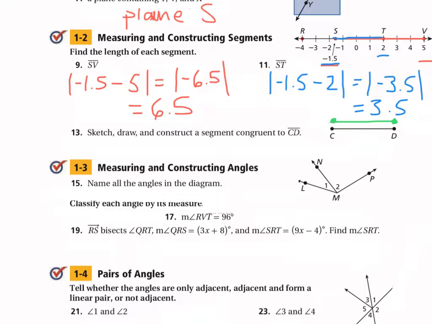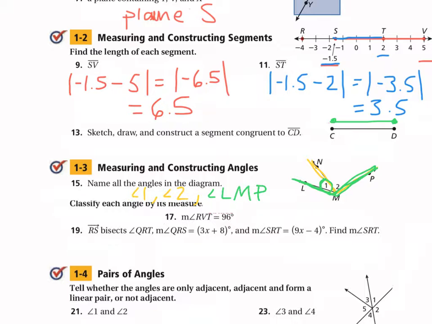Name all the angles in the diagram. So we have angle 1, which is this angle, angle 2, and the whole angle, which is angle LMP. Remember, when naming an angle, you can either name it by the number on the interior or by the 3 parts, so 3 capital letters.